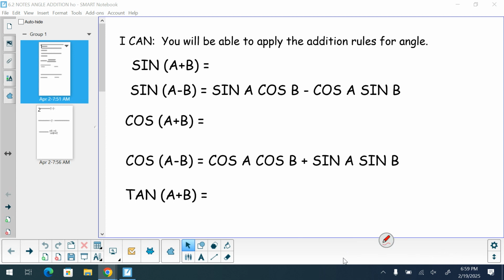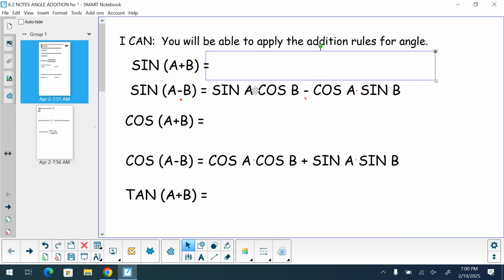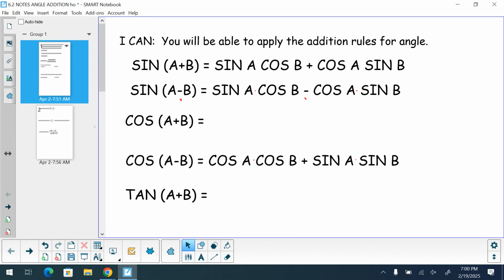We have multiplication between these trig functions. When you deal with sine, it's sine of the first, cosine of the second, plus the cosine of the first times the sine of the second. It's sine, cosine, cosine, sine, one of each in the expansion. And the signs: with respect to sine, if we have negative inside, we have negative here, and if it's positive inside, we have sine, cosine, cosine, sine.